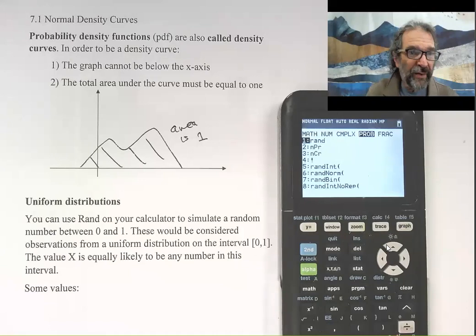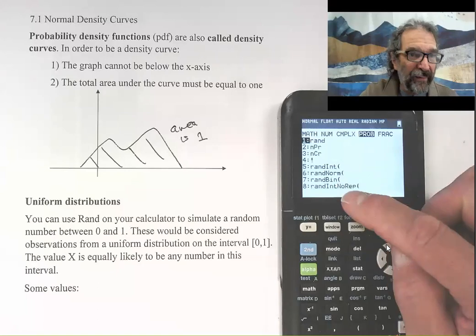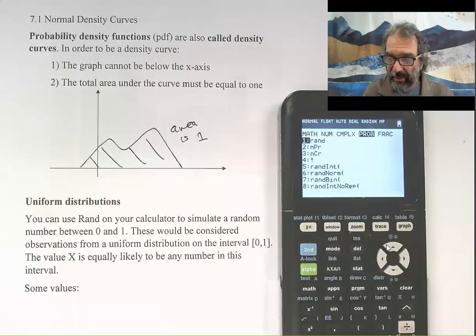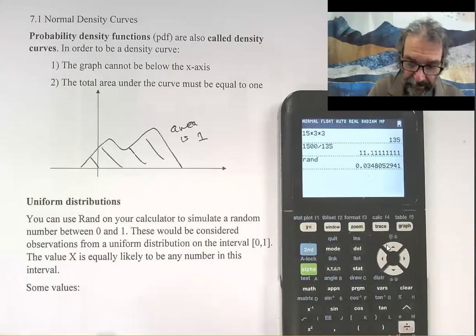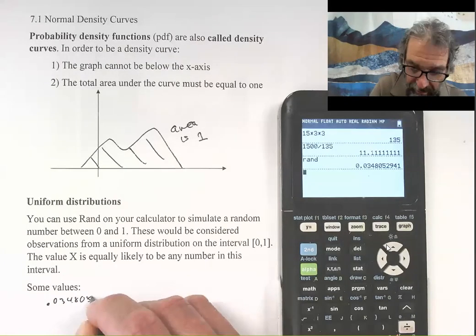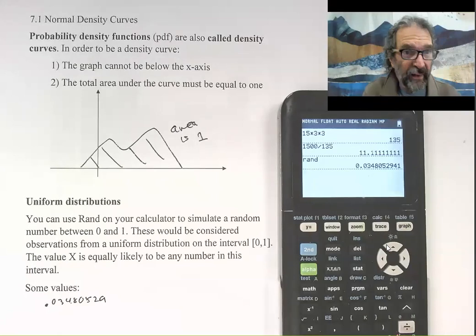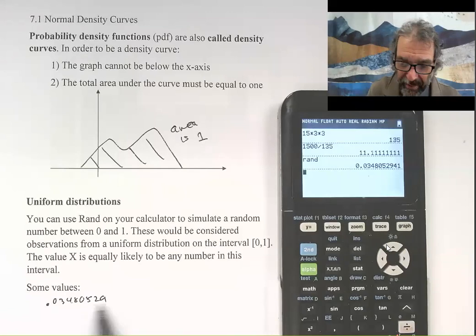So then there's all kinds of random things here. Random integer, random normal, random binomial, random no repeats. If you had some special thing you wanted to do, you could look up how to use those. But we're just using rand right now to create a random number between 0 and 1. So I'll activate that and I'll just hit enter. And then there it is. So that's 0.03480529, etc. Now what's supposed to happen here is I get a decimal where all these digits could be anything from 0 to 9 completely randomly.